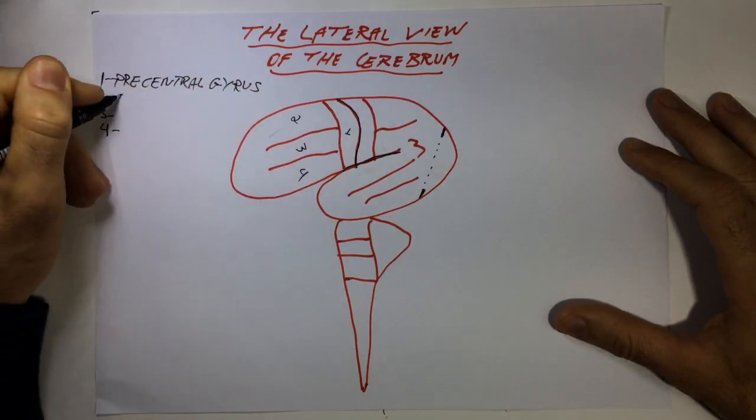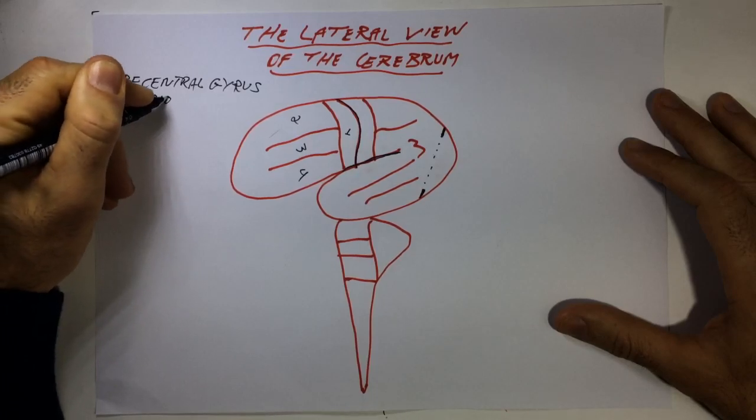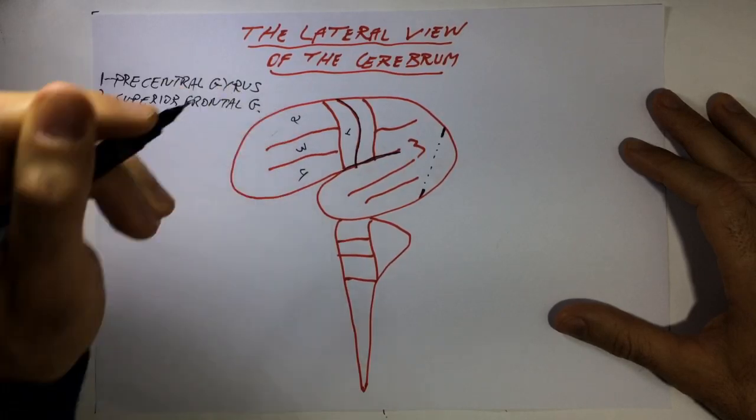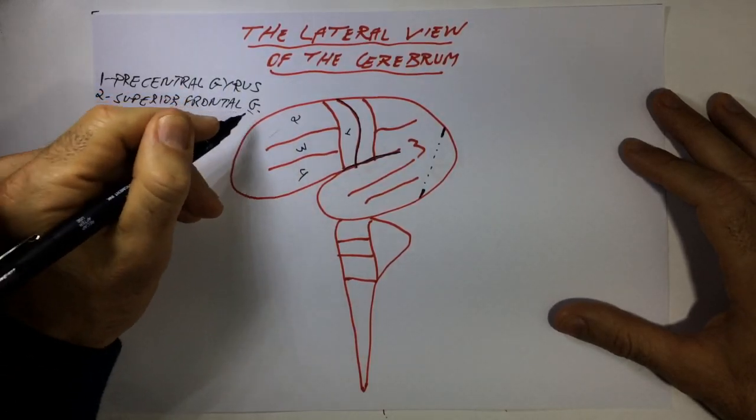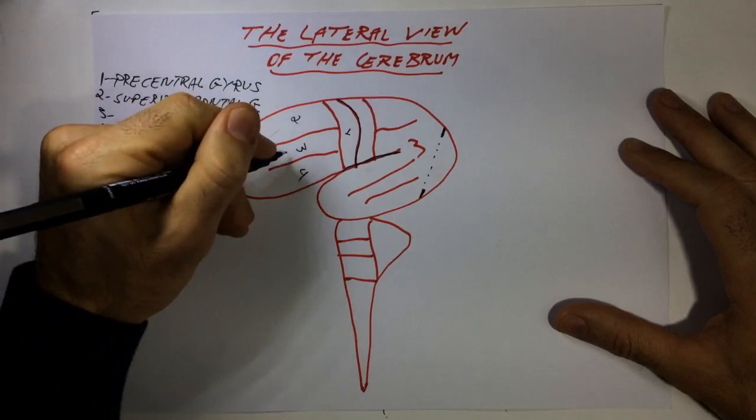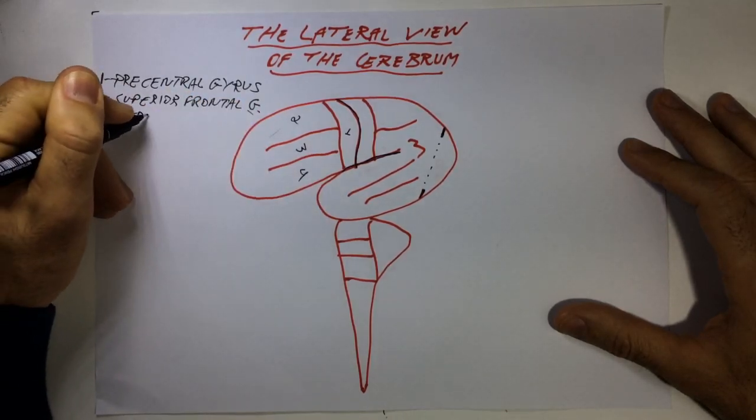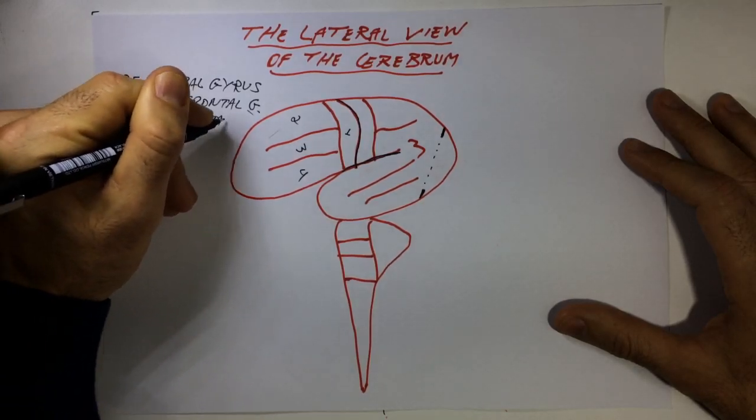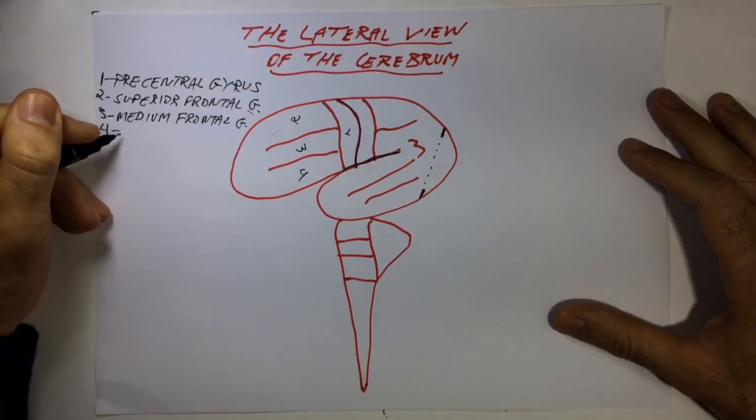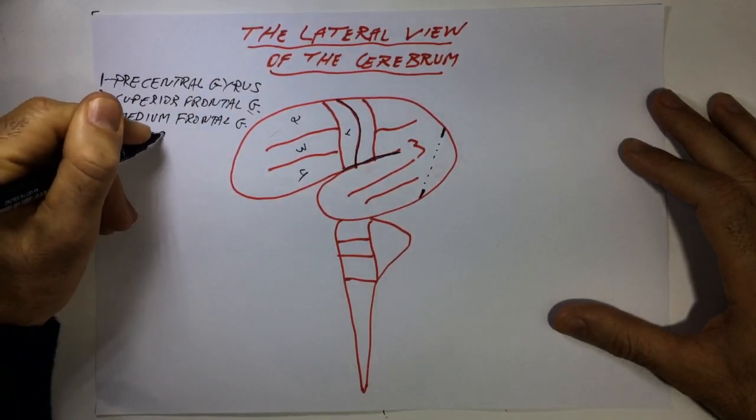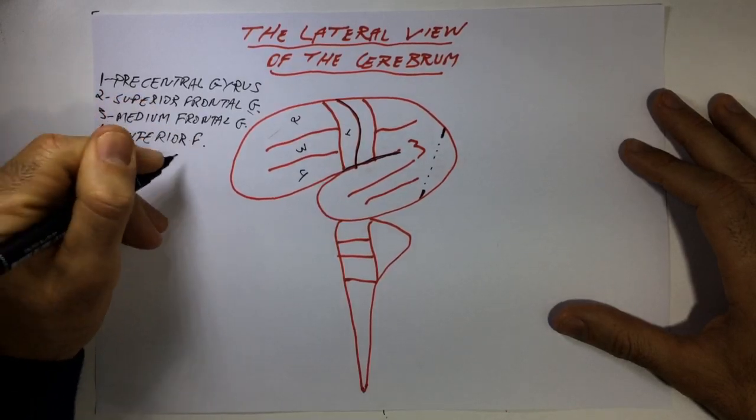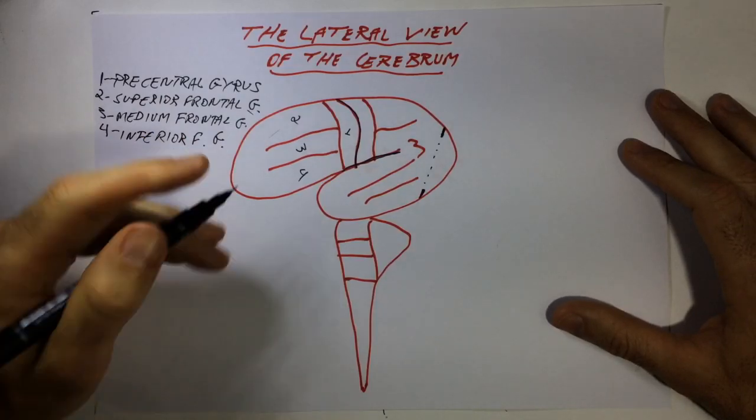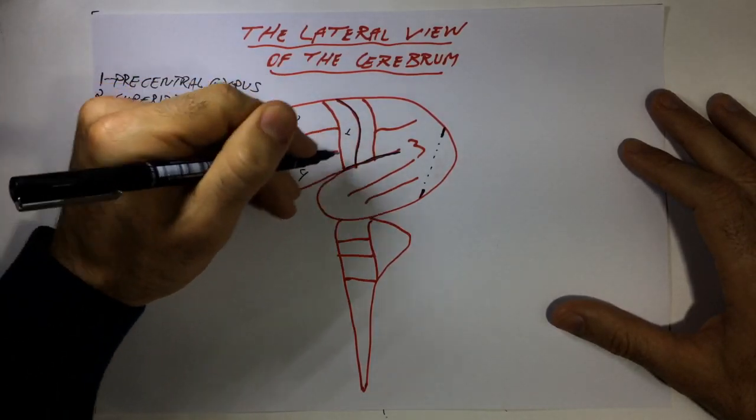So 2, superior frontal gyrus, just one G here, gyrus. This one here in the middle, medium frontal gyrus, and this one here, inferior frontal gyrus. Inferior frontal gyrus. So that would be the frontal lobe.